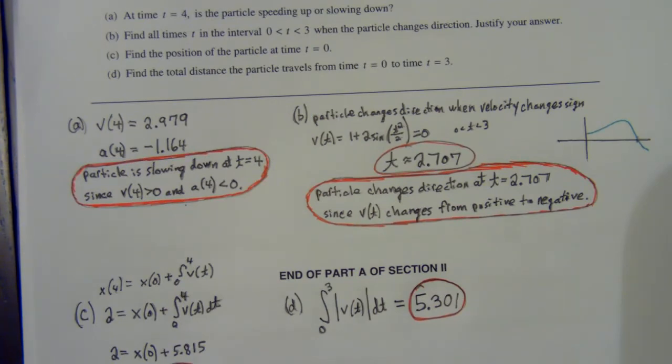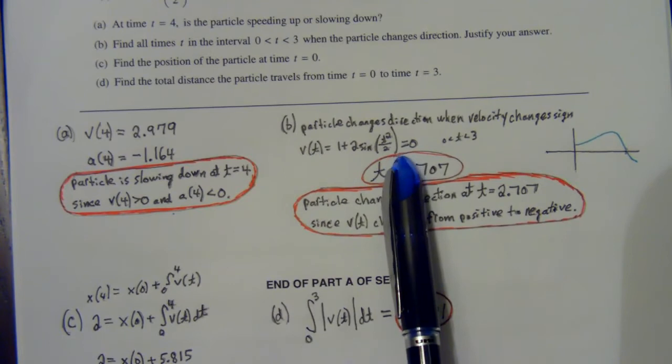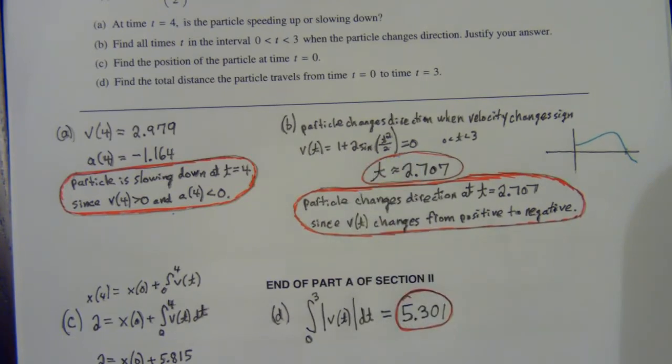Remember, for part B, a particle is going to change direction when the velocity changes sign, either positive to negative or negative to positive. Like if we're going to the right, velocity is positive, right? And then if we go back to the left, then the velocity is going to be negative. So the first thing you've got to do is find where that velocity is equal to 0, all right? And then the graphing calculator will do this for us.